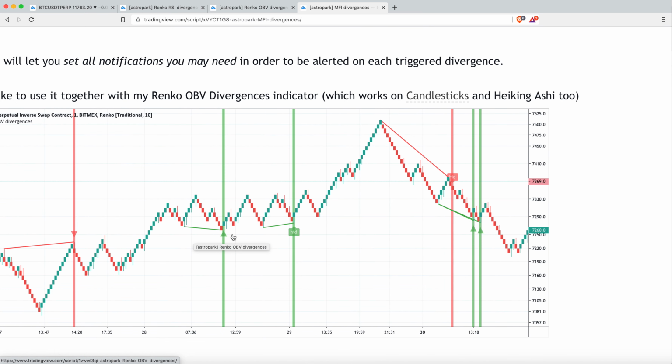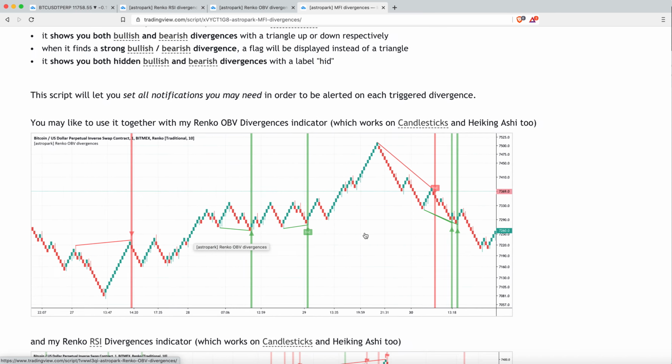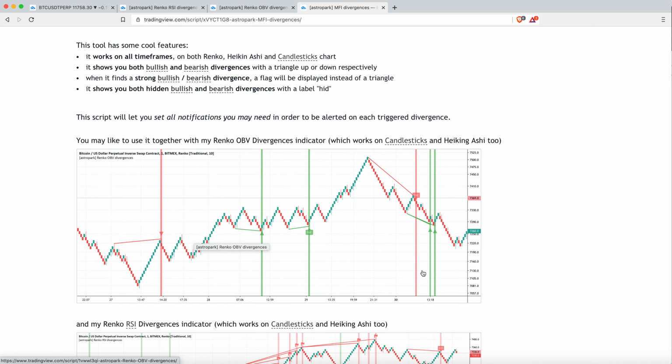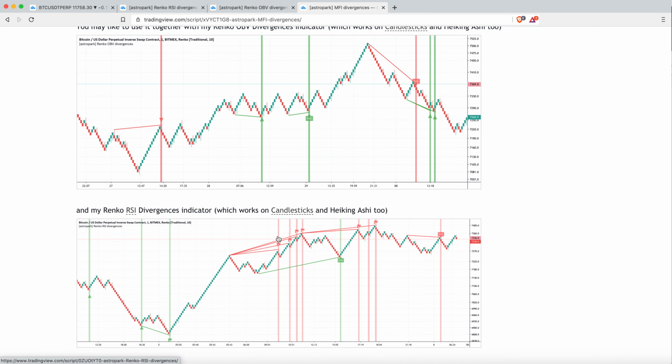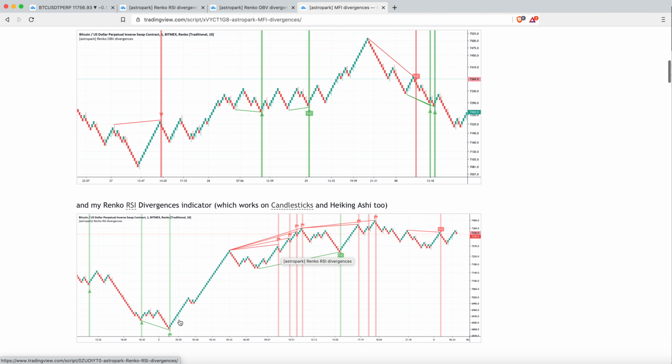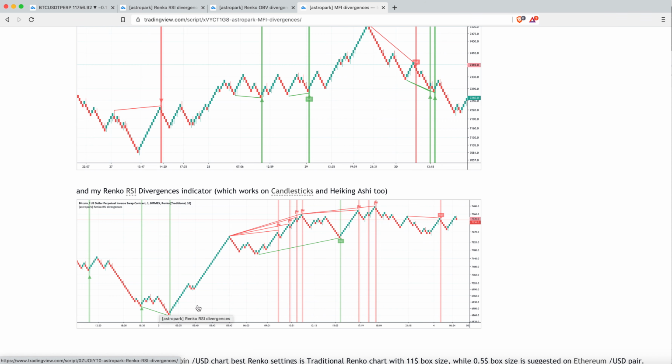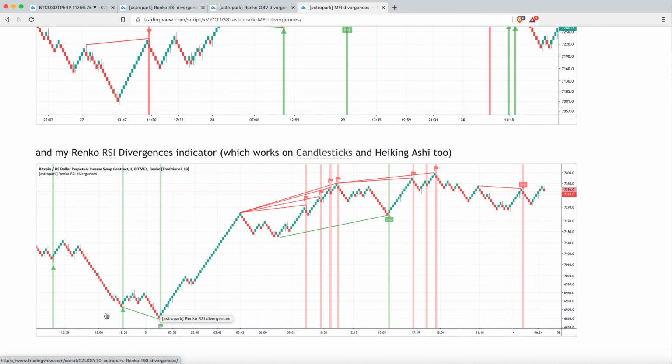is a regular divergence. Here is a hidden divergence, both bullish. If you see a flag instead of a triangle, like in this scenario, this is a stronger divergence for the indicator. Okay, so for example here you found a bullish divergence. This was found as stronger. Okay, just some example.